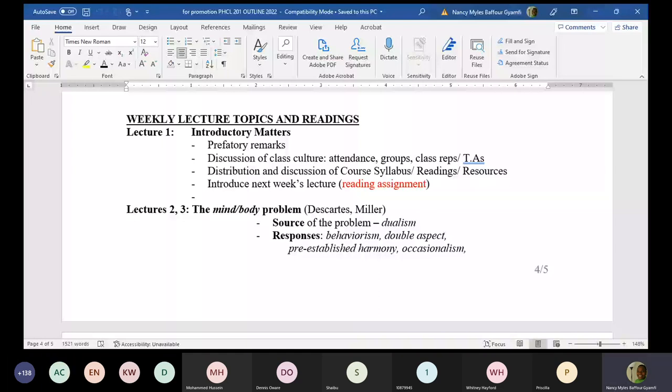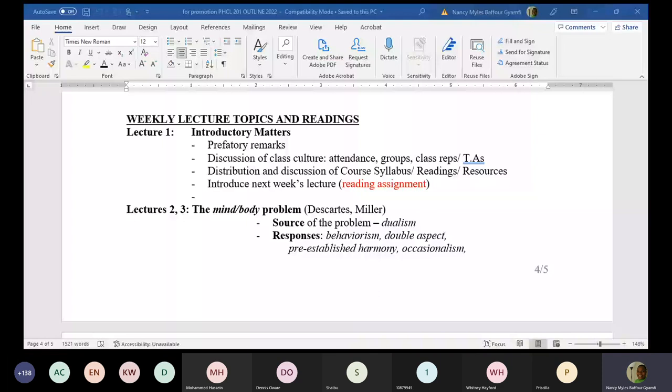So course outlines, course syllabus, resources, they are all already on your screen. If you don't have it on the screen now, you can still see it on Sakai. It has been there since school reopened. I post my course outlines early enough, so they have always been there. You can go through it and settle in.